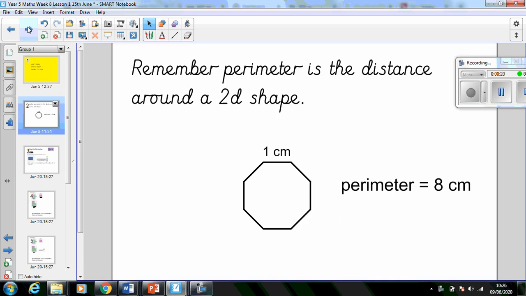So remember that perimeter is the distance around the outside of a 2D shape. So here I've drawn an octagon. If one of the sides was 1 centimetre, then the distance around the whole of the outside of the shape would give you a total of 8 centimetres.